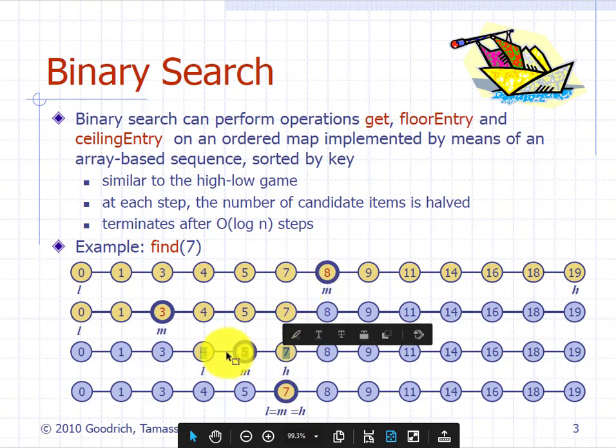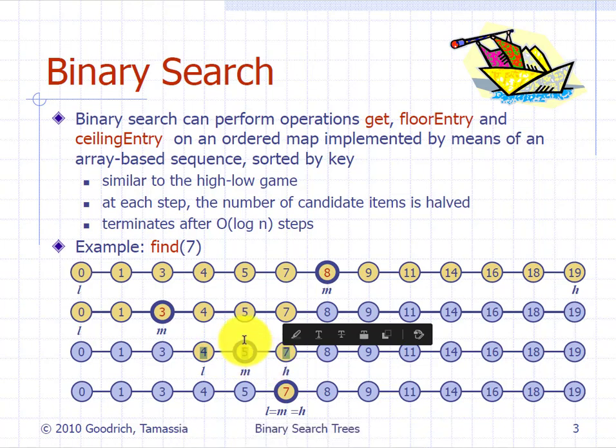And what are we left with? Something even smaller. So we find the middle value. It's 5. Is 5 equal to 7? No, it's not. So that means that we need to see if 5 is greater than 7 or less than 7.